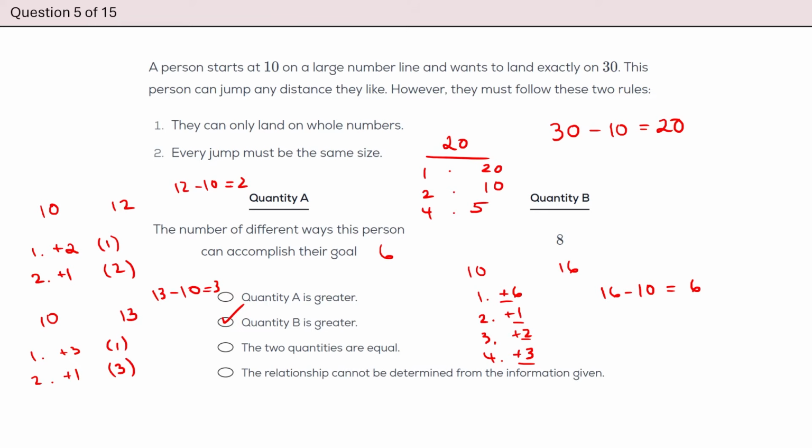Does 20 have only 6 factors? Let me double check. 1 times 20, 2 times 10, 4 times 5. Yeah, I don't think I'm missing anything. That's kind of the beauty of the nifty factor finding system. It really allows you to capture all the factors without making a silly error.